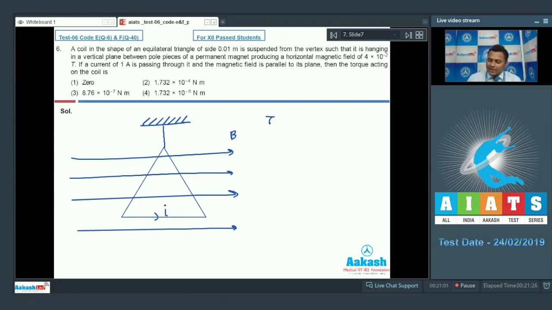Now the net torque acting on the current carrying loop will be given by the magnetic moment of the loop, magnetic field, sine of theta. Magnetic moment can be given by n times current into area of the loop. Magnetic field, sine of 90 degree. Number of turns, n is 1 here.